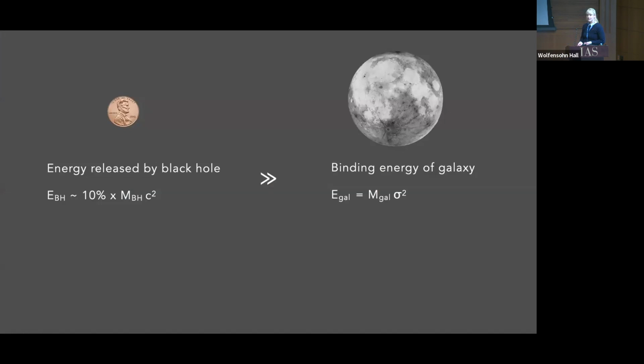But this phase can have profound effects on the evolution of the host galaxy, and this is because the energy that gets released by the black hole when it accretes matter can be much, much larger than the binding energy of the host galaxy itself.